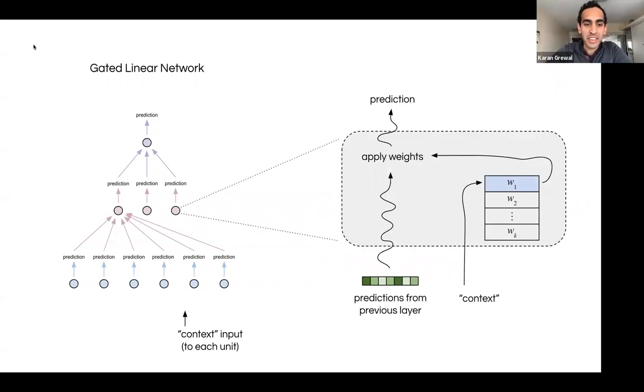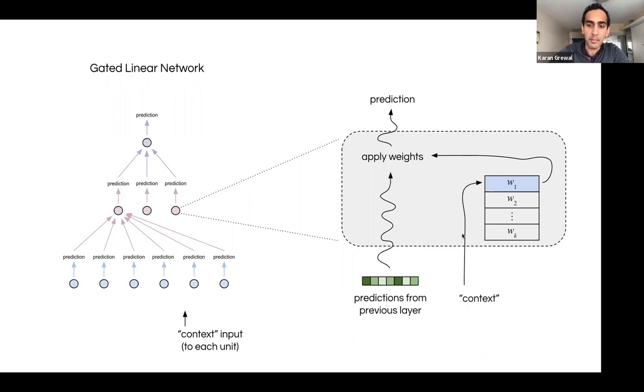So this is what each individual unit is doing. It's taking in the predictions from the previous layer. You can think of each of these green boxes as just being a different prediction value from output units in the previous layer. And then on the other hand, you have this context, which they call a context, but it's really just the regular input to the network. So this input is going in, and it's not just units in the first layer, every single unit is getting this input.